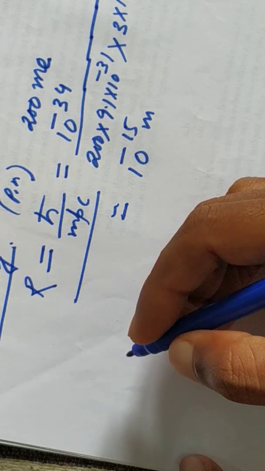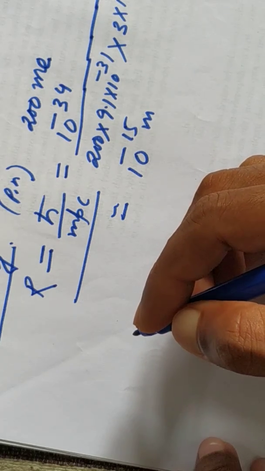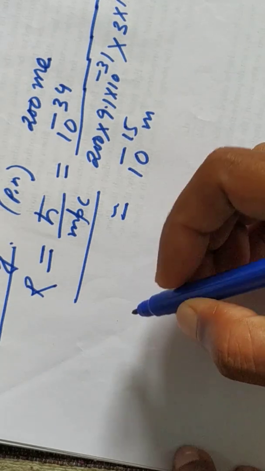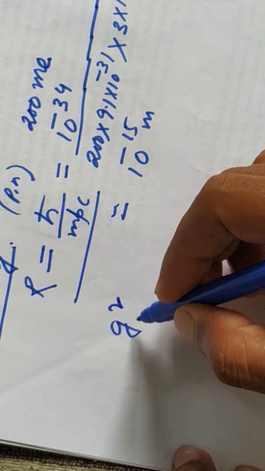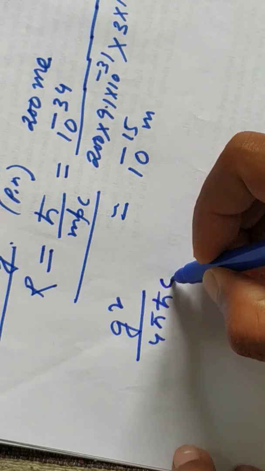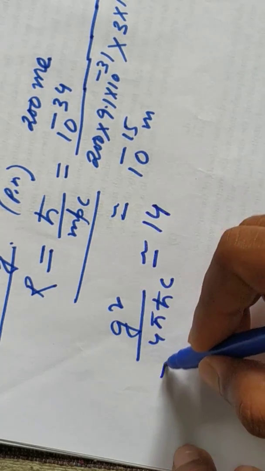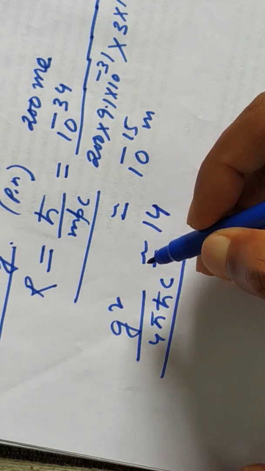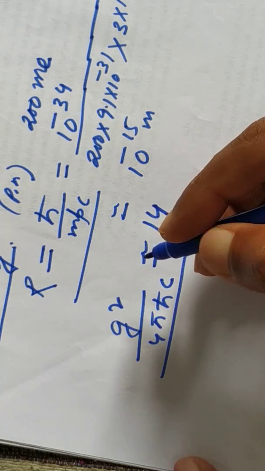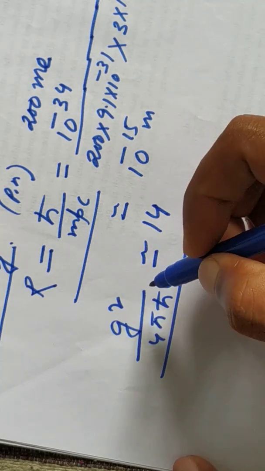The strength of the nuclear interaction is represented by the magnitude of the dimensionless coupling constant g square by 4 pi h cut c, approximately equal to 14 units. This is the coupling constant for strong interaction.